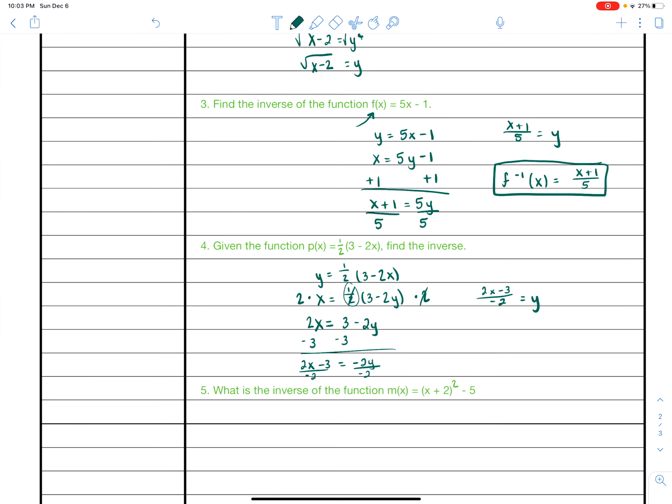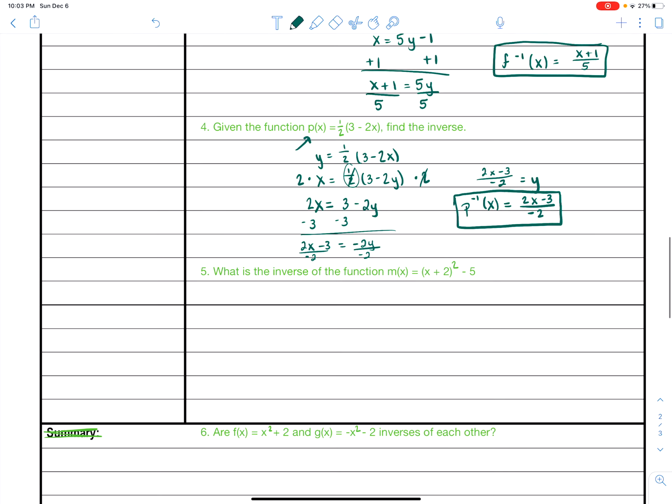But I don't want to leave it as equals y because I want to say that it came from this p function. So the function I nicknamed p has an inverse made of x variables and is equal to 2x minus 3 divided by negative 2.